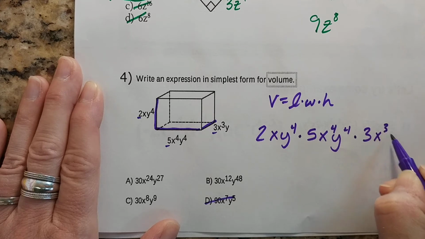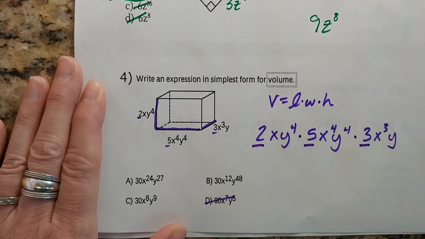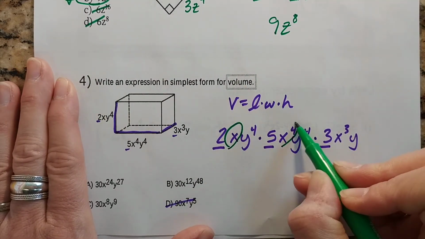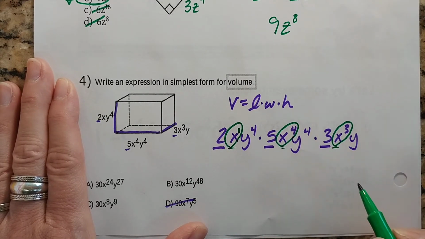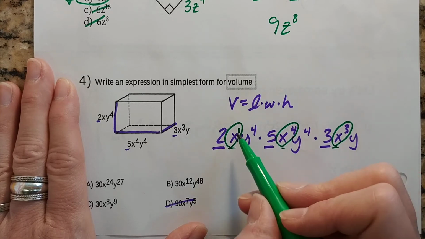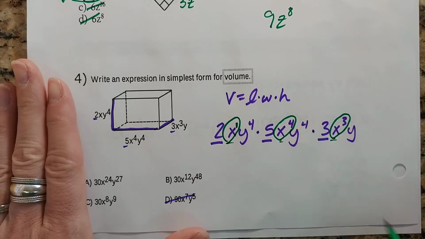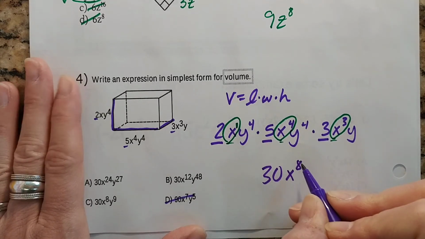I could write it out first if that's helpful. I wouldn't have to. See, I already multiplied the 2, the 5, and the 3 together. Now I have the exponents. X, x, and x. Remember, this is to the first power. When I'm multiplying powers that have the same base, I want to add the exponents. 1 plus 4 plus 3. That's 8. So we know that we had 30, but now we're going to have x to the 8th.